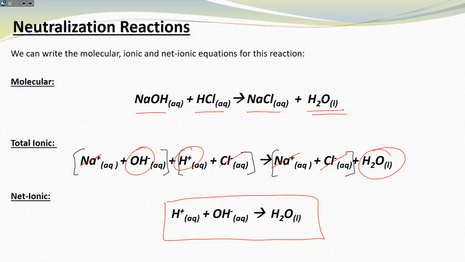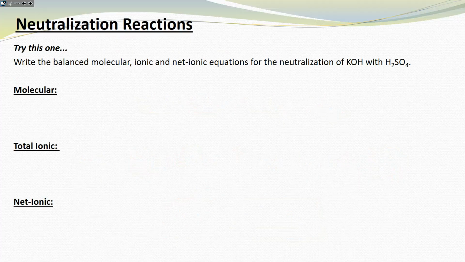Now, there's an example for you to try. This is a little bit more practice with our molecular, ionic and net ionic equations, but see if you could write the molecular, ionic, net ionic equations for the reaction between potassium hydroxide and sulfuric acid. Pause the video, give it a shot, and see if your answer matches mine in a minute.